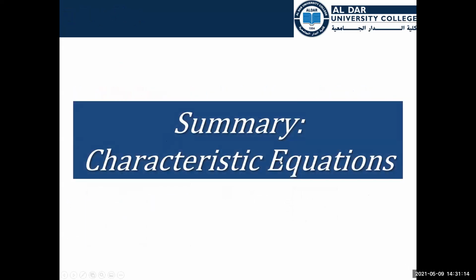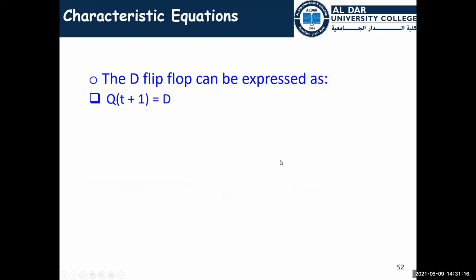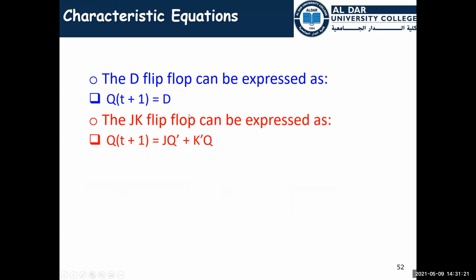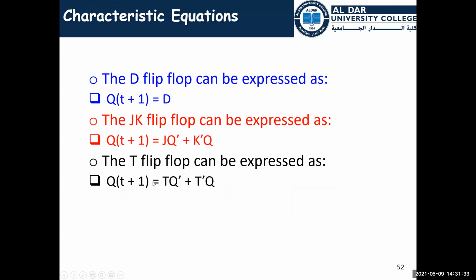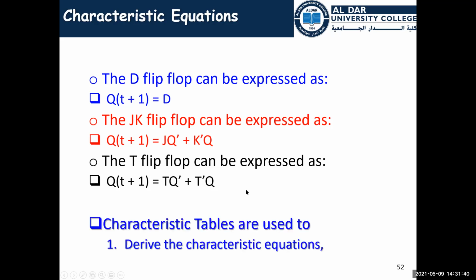As a summary of the characteristic equations, for the D flip-flop, Q of t plus 1 is equal to D. For the JK flip-flop, Q equals J Q' plus K' Q. For the T flip-flop, Q equals T Q' plus T' Q. The characteristic tables are used to derive the characteristic equation and analyze sequential circuits.